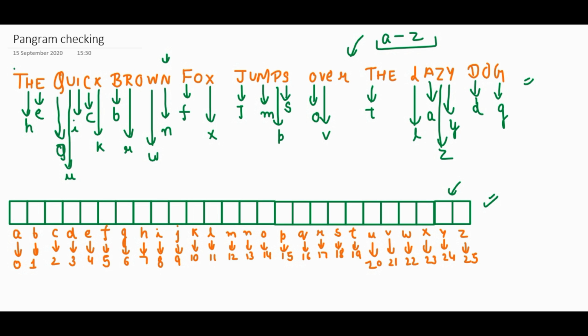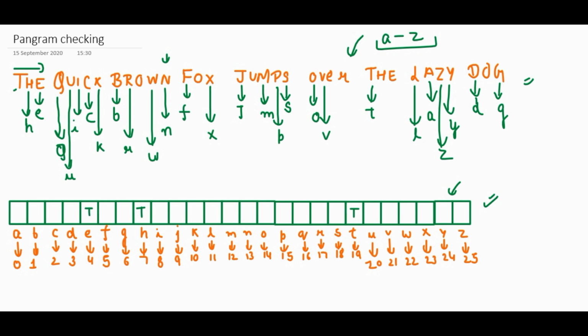Okay, so let's see how we can do this. We will start traversing from here. We will see the first element is T. So we will go to the T, we will make it true. Then the next element is H. We will go to H, we will make it true. Okay. The next element is E. We will go to E, we will make it true.